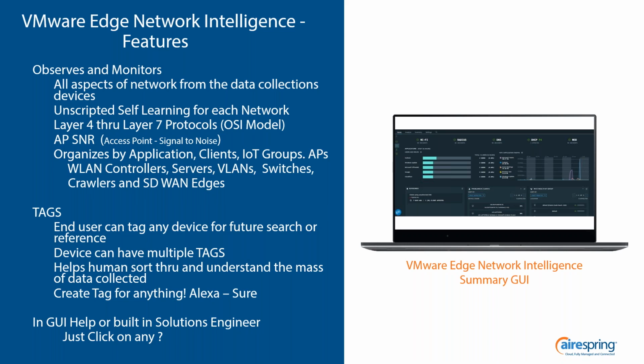And of course, I always talk OSI model. It's how I was always trained back when. It is an OSI layer 4 through 7 monitoring observation device. It starts with the TCP, transmission control protocol packets, UDP packets, and watches thereupon.